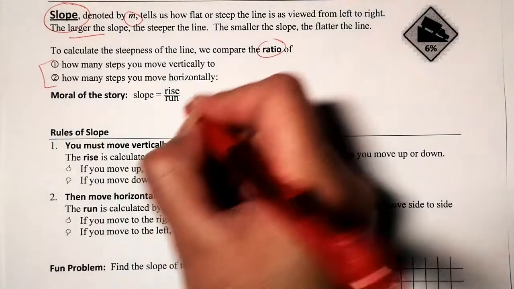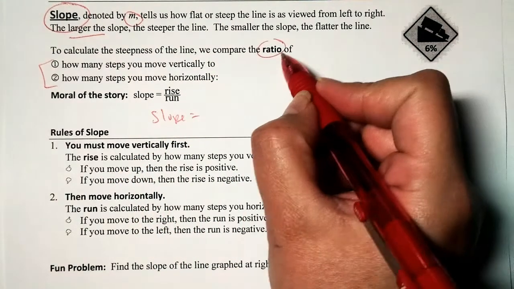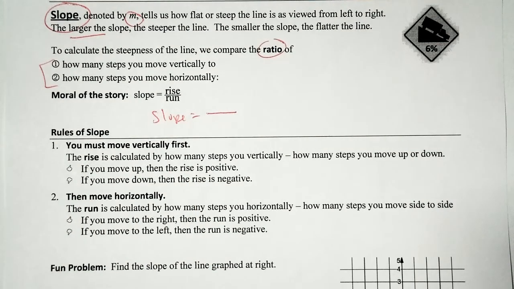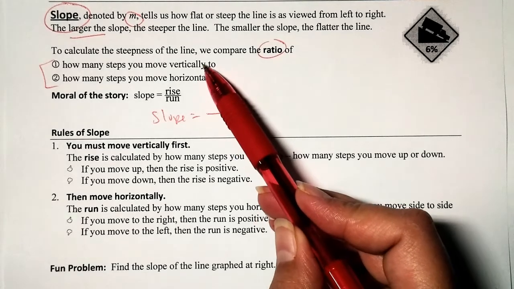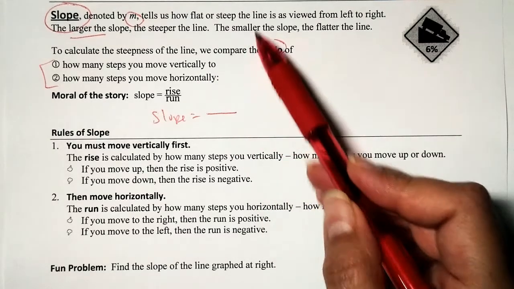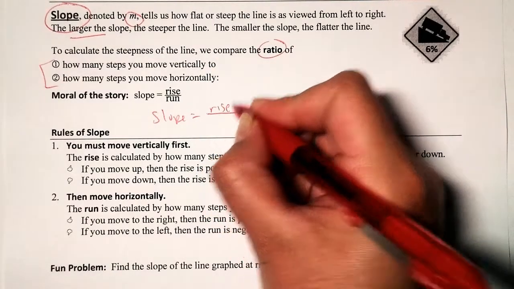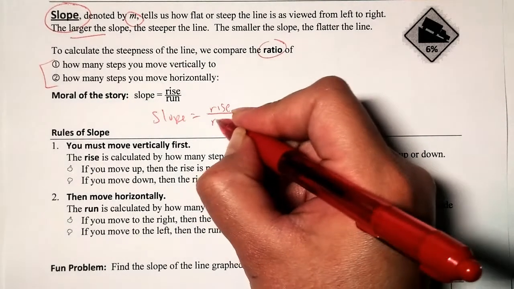So how do I find the slope? Okay, slope, it's the ratio. For a ratio, we can use the fraction bar or the word "to" or the colon. So slope is the ratio of the vertical movement to the horizontal movement. The vertical movement, or how many units you are moving up and down, is also known as the rise. The horizontal movement, or how many units you move side to side, is called the run.